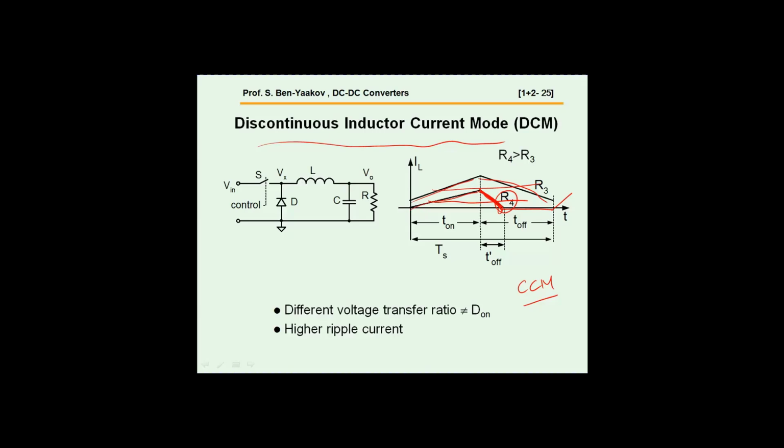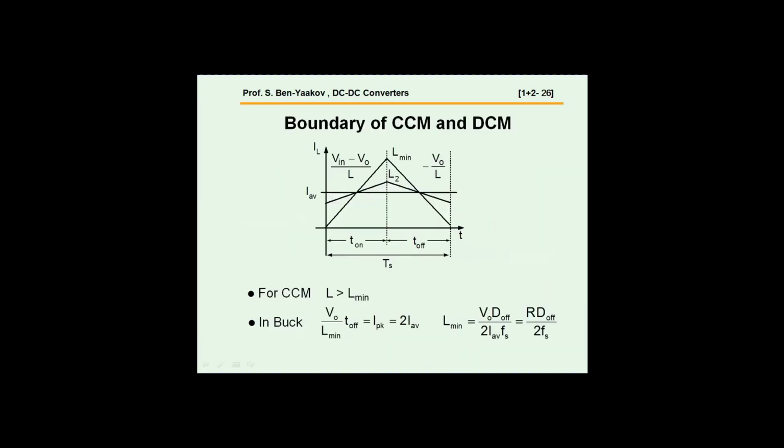Now, obviously, if this current goes very fast, this means that V out, which actually is responsible for this slope, this is V out over L, must go up so that the slope will be steeper. And indeed, as we enter the discontinuous mode, we hit the point that we actually move from one operation mode to another.